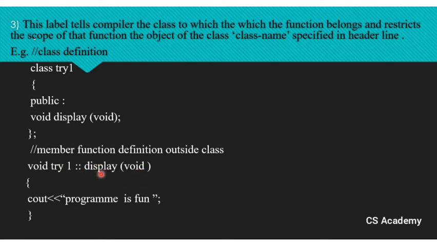Okay, so display is a function name, try1 is a class name, and void is a return type. So we know the syntax to define the member function outside the class: return type, class name, scope resolution operator, function name, and argument list. Try1 is the class name, so we write that. So it shows that display is a member function of class try1 having the return type void.